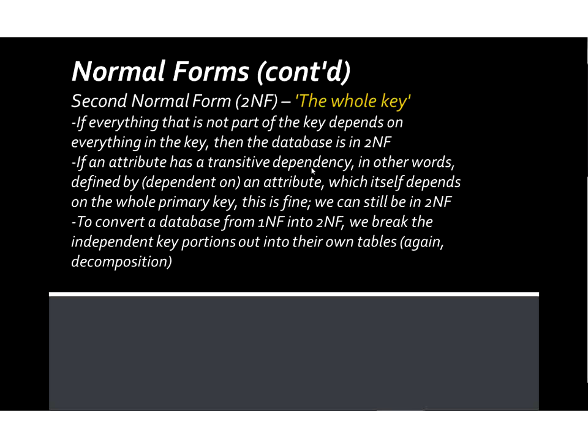Okay, we can have an attribute that defines another attribute, which defines another attribute, as long as the first attribute represents the whole primary key, then we're fine. We can have transitive dependencies in second normal form. But it's important to introduce this concept now before we hit third normal form.